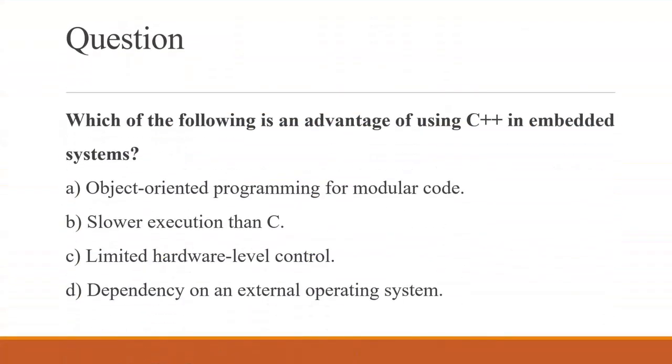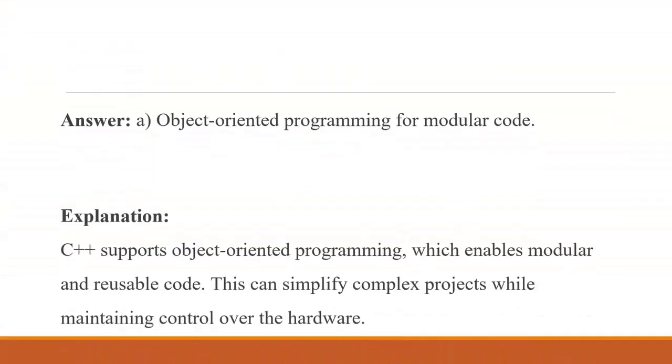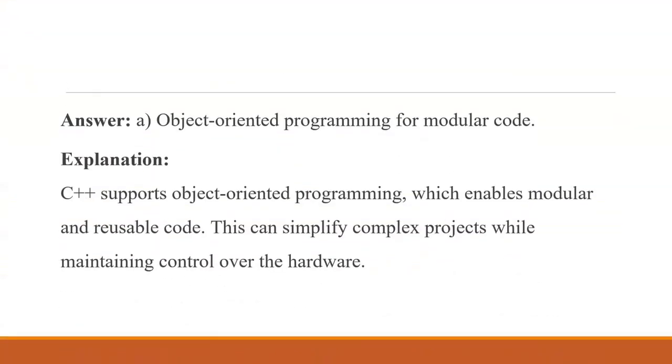Next, which of the following is an advantage of using C++ in embedded systems? A, object-oriented programming for modular code. B, slower execution than C. C, limited hardware-level control. D, dependency on an external operating system. So what could be the better advantage here? It is A, object-oriented programming for modular code.